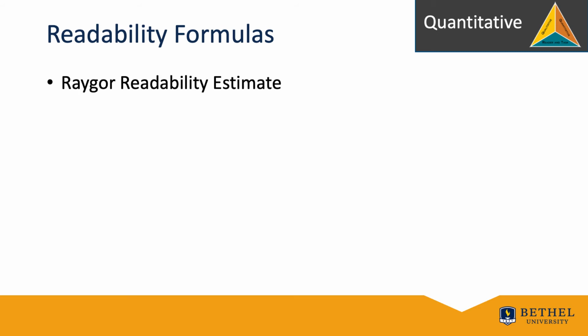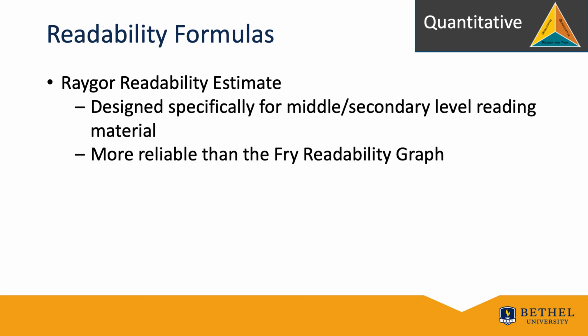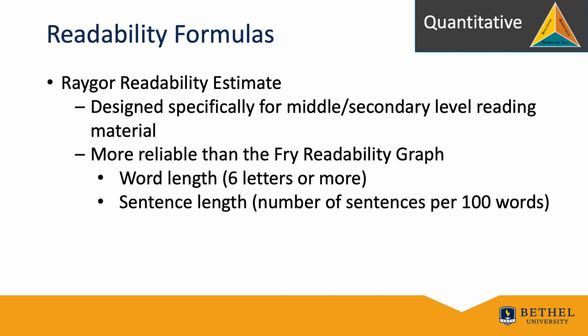Raygor readability formula was devised by Alton Raygor in 1977. He designed it specifically for middle and secondary level reading material. It has proven to be more reliable than the Fry readability graph, as it counts word length of 6 letters or more as opposed to syllables. It also takes into account the number of sentences that are involved in a chunk of writing that is 100 words long.